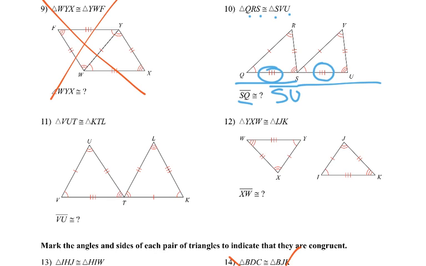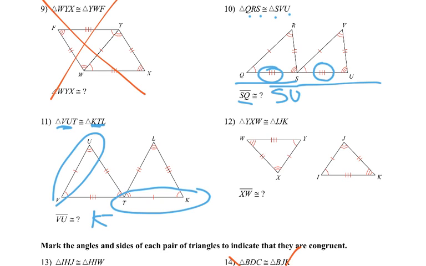Okay, for 11, we've got VU, the first two letters, V and U, 1 tick mark. So TK has the 1 tick mark, so KT, same thing. So line KT.